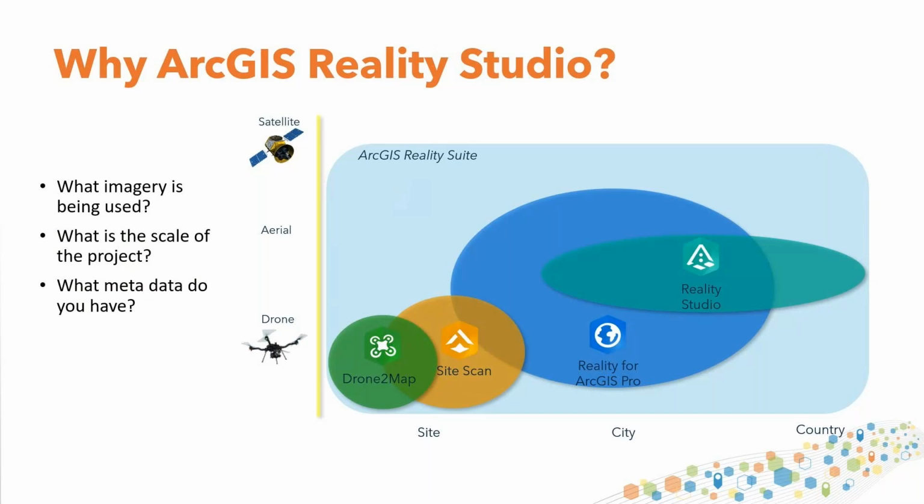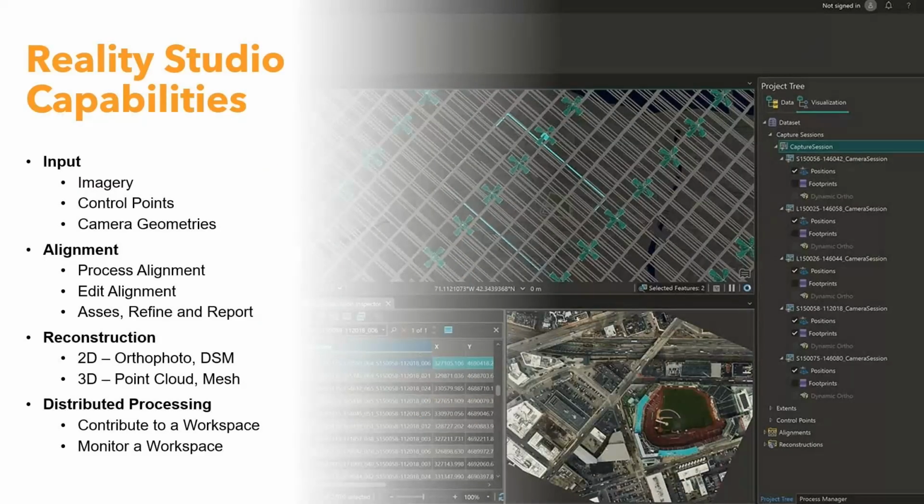So what are Reality Studio's capabilities? It takes an input, which would be imagery, control points, which are optional, and also camera geometries. Once you've got that, we can perform an alignment. We'll process it, you can also edit your alignment, and you can also refine and report. Once we've aligned, we can perform 2D and 3D reconstructions, whether that's an orthophoto, a DSM, a point cloud, or a mesh. And also we've got distributed processing, which allows for national scale mapping. You can have multiple machines all working together to produce the one mesh, point cloud, ortho mosaic, or DSM.